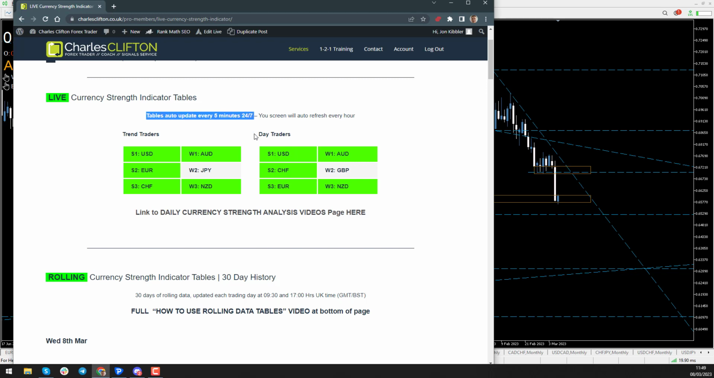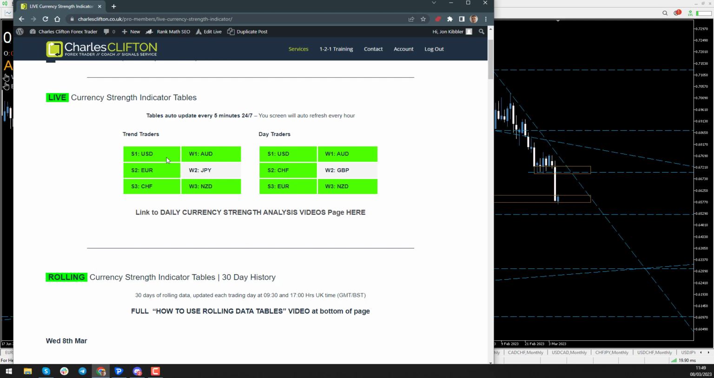Tables auto update every 5 minutes 24/7, meaning that our members can see how the market stands right now in real time. And you can see that the board is pretty much lit up full today apart from two currencies. The rest are showing confluence, so that means that there's potentially quite a few currency pairs that you could look at when you get to the chart here, or the table here.